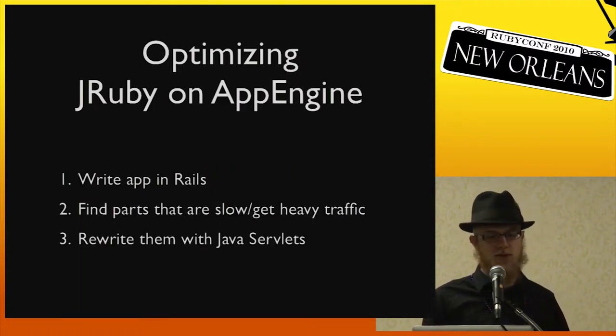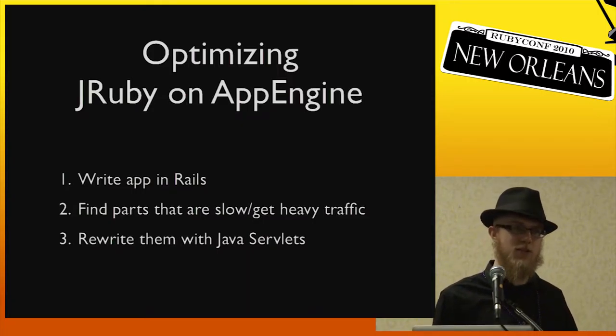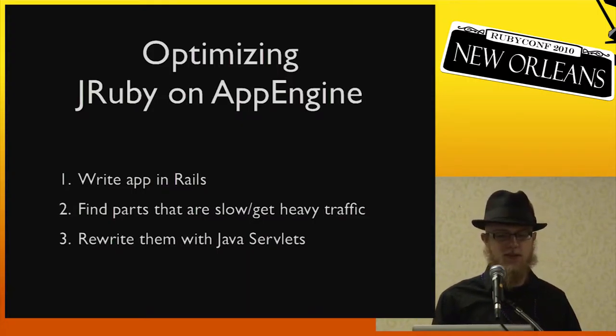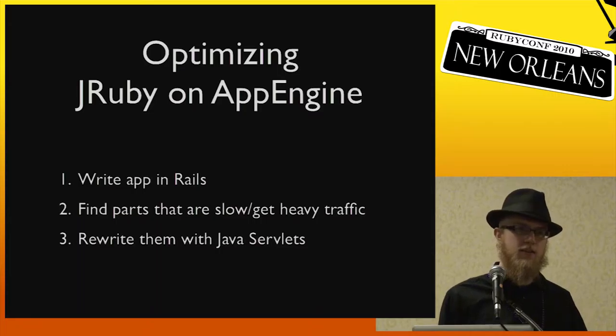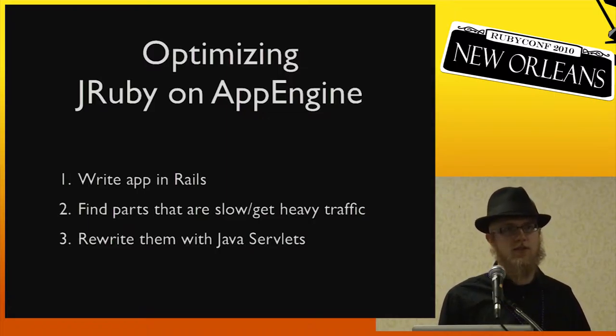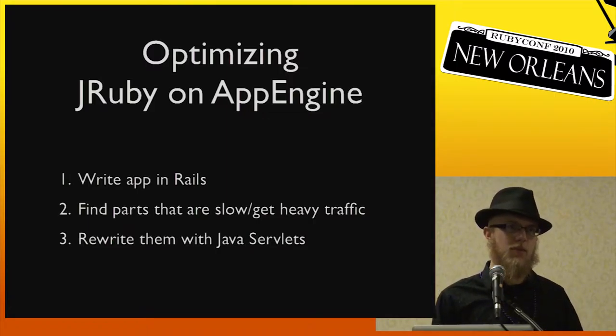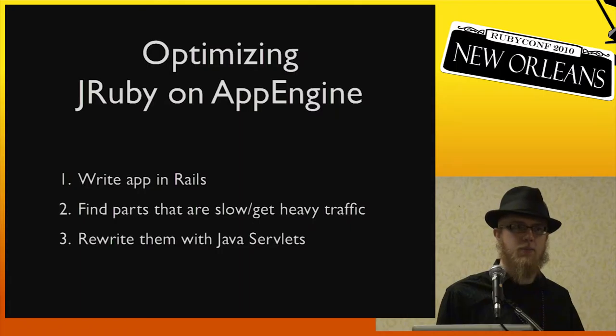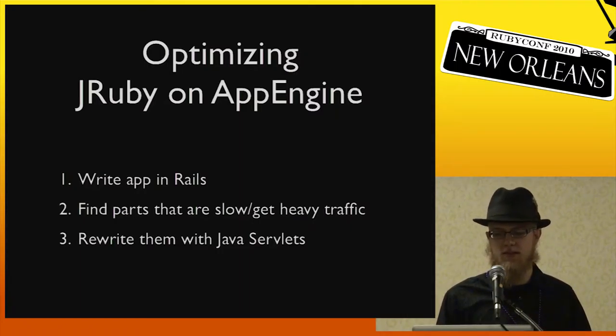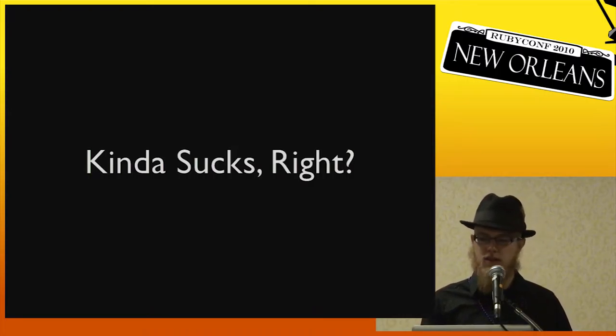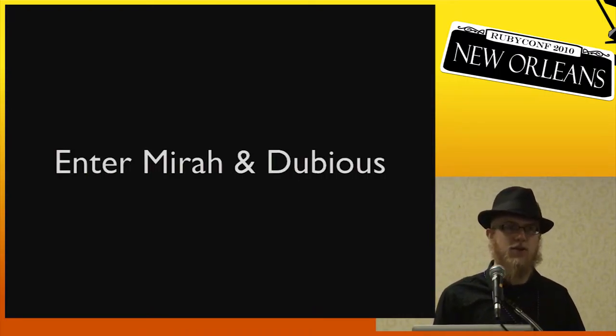So the way that you would optimize your JRuby apps on AppEngine would be to write an app in Rails, then take the parts of it that were hit a lot or slow, and rewrite those with Java servlets, and then maybe you have to host them on a separate app or something and access the same database. And it's kind of complicated and it kind of sucks. And so that's where Mirah and Dubious come in.